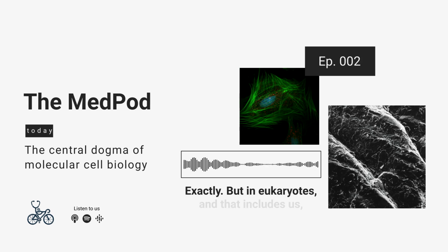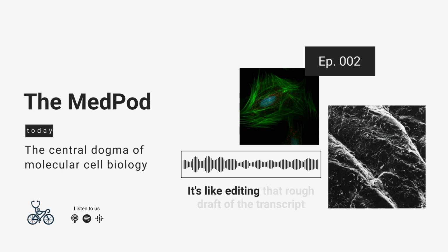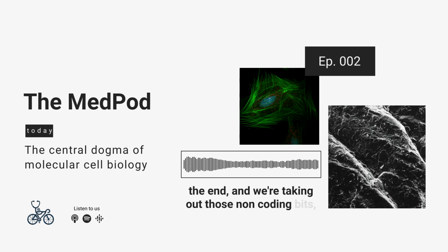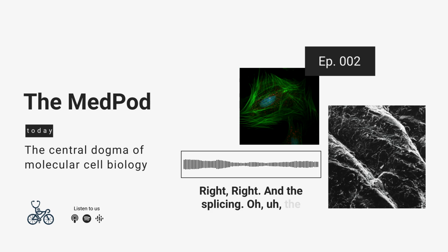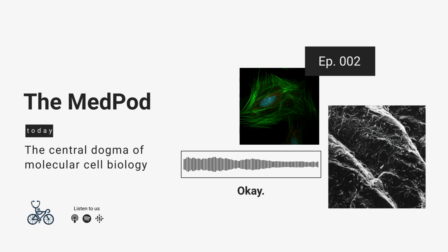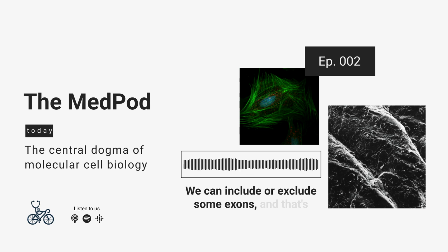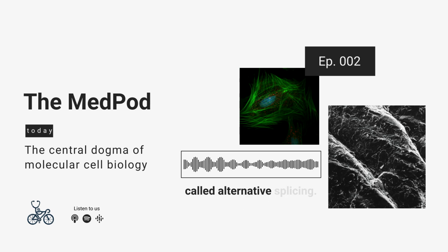Exactly. But in eukaryotes, and that includes us, there's an extra step. It's called RNA processing. It's like editing that rough draft of the transcript before it goes to print. So we're adding the cap at the beginning, the tail at the end. And we're taking out those non-coding bits, those introns. We got to leave the exons, those protein coding parts. And the splicing can get kind of funky, right? It can. It's not always straightforward. We can include or exclude some exons, and that's called alternative splicing.